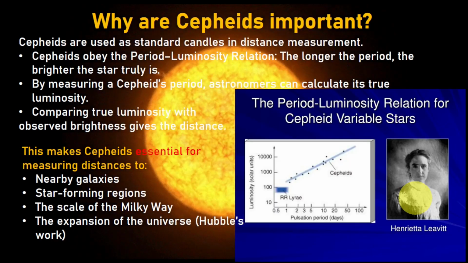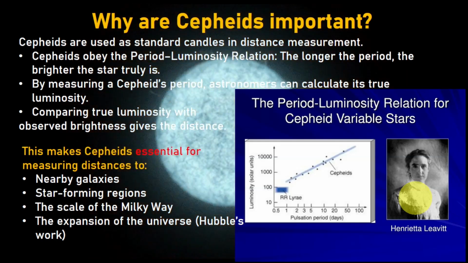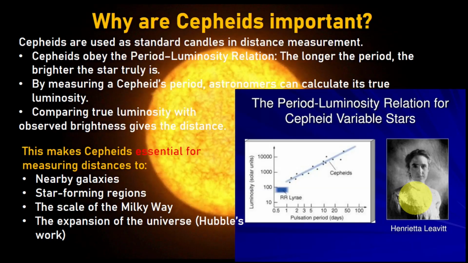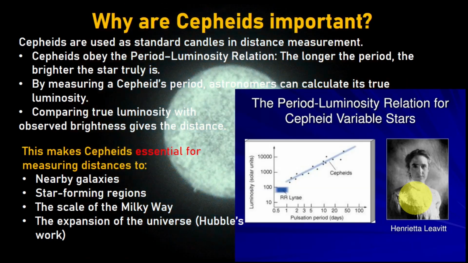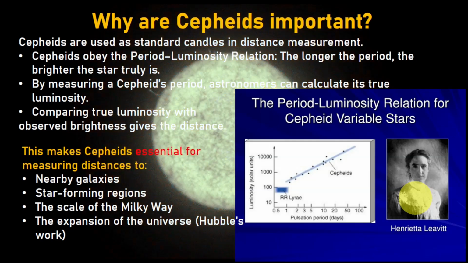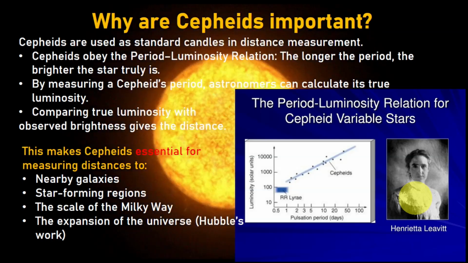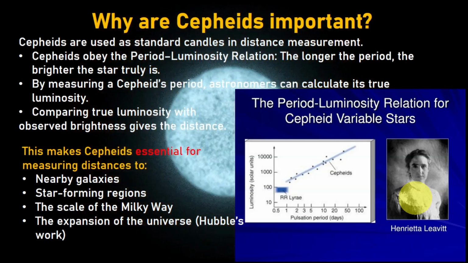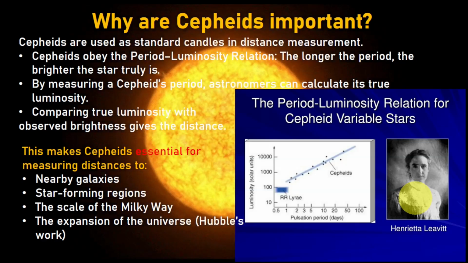So now, why are Cepheids important? Cepheids are important because they are used as standard candles in astronomy, and we use standard candles to measure distances. Cepheids obey what we call the period-luminosity relation. That is, the longer the period, the brighter the star truly is.